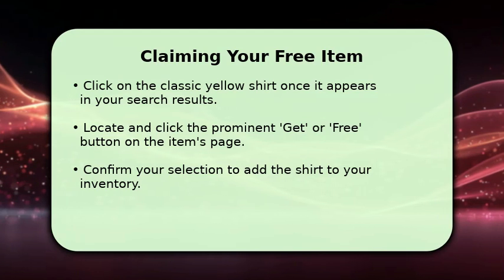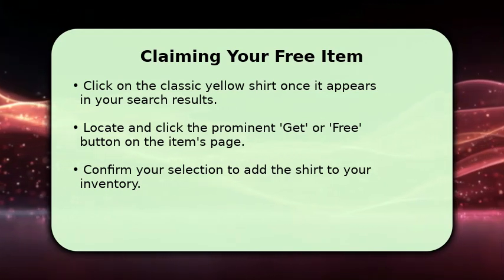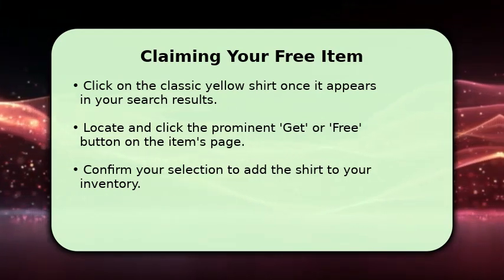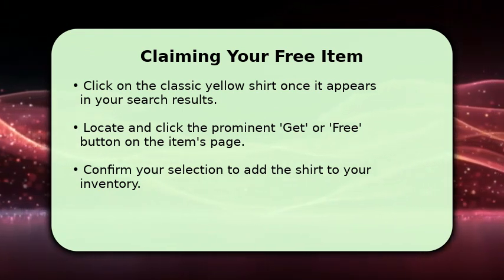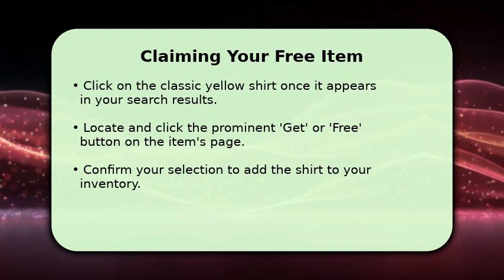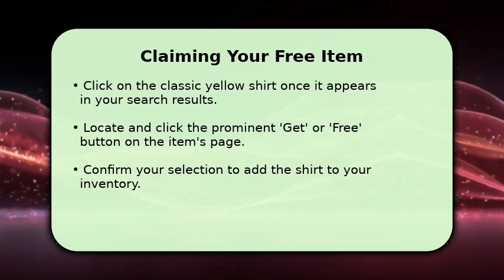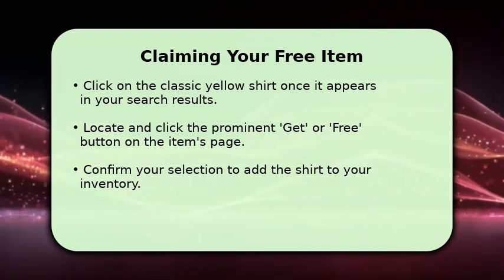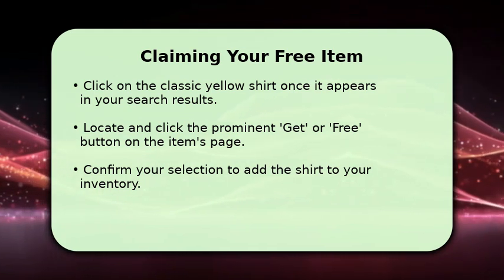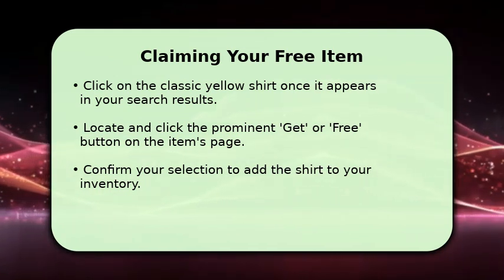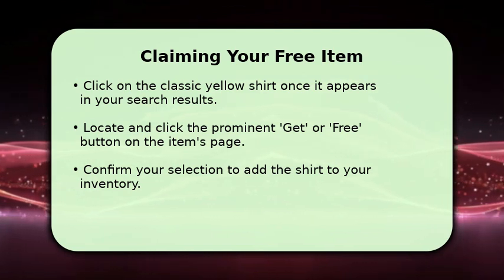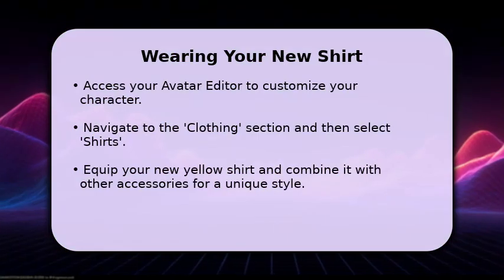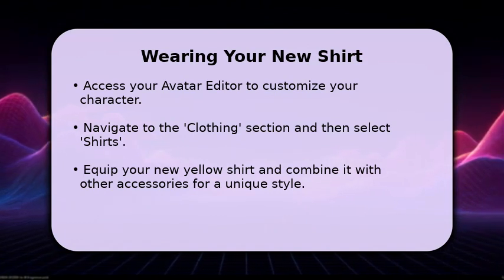After filtering, you should see the classic yellow shirt appear in your search results. Click on the item to view its details page. On this page, you will find a prominent button, typically labeled Get or Free. Simply click this button to add the shirt to your inventory. A small confirmation pop-up might appear. Just confirm your selection, and the shirt will be yours, ready to be worn by your avatar in just a few moments. Now that you own the classic yellow shirt, it's time to equip it.